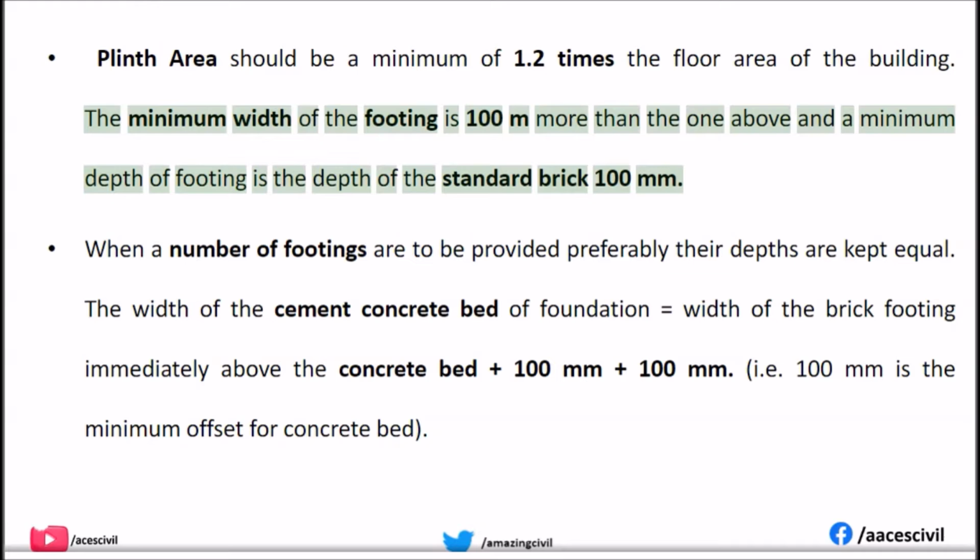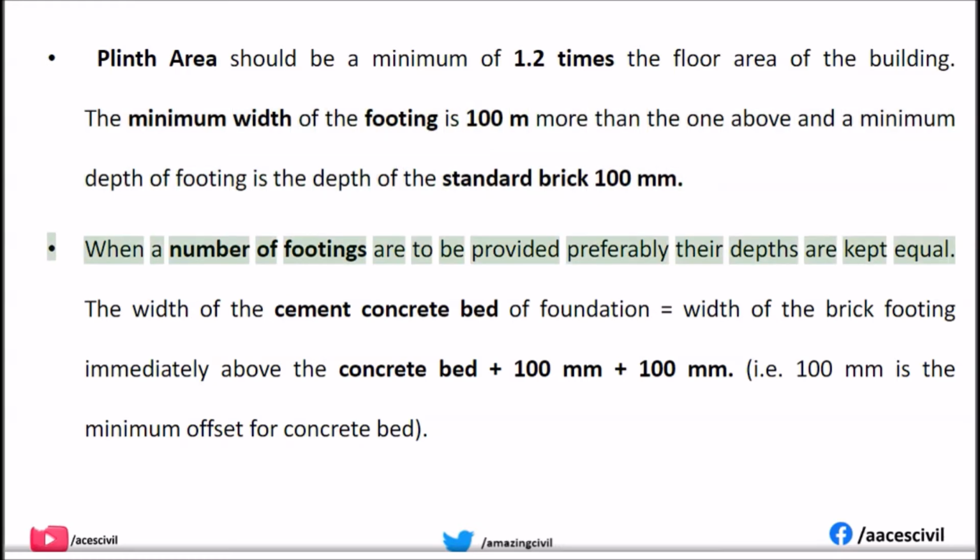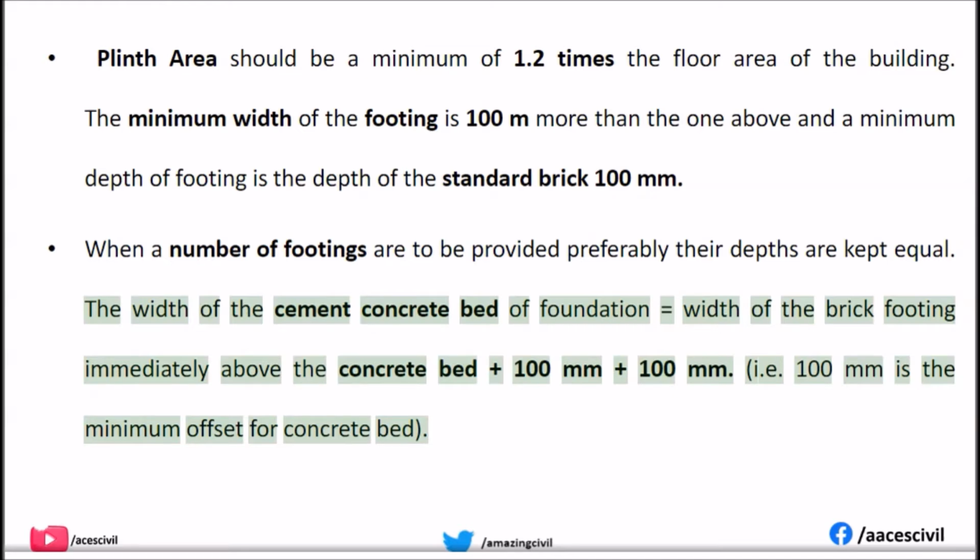The minimum width of the footing is 100 mm more than the one above, and a minimum depth of footing is the depth of the standard brick, 100 mm. When a number of footings are to be provided, preferably their depths are kept equal. The width of the cement concrete bed of foundation equals the width of the brick footing immediately above the concrete bed plus 100 mm plus 100 mm, i.e. 100 mm is the minimum offset for concrete bed.